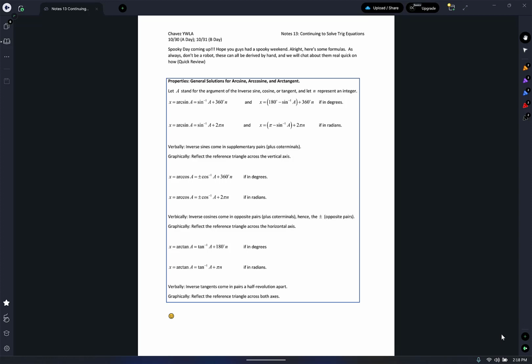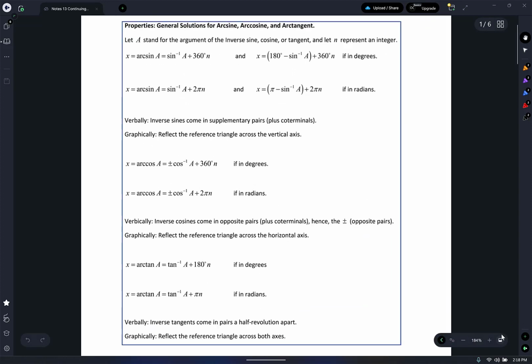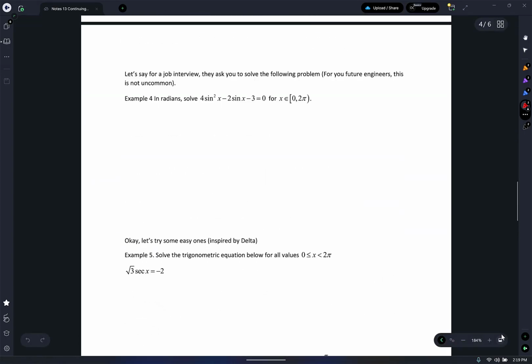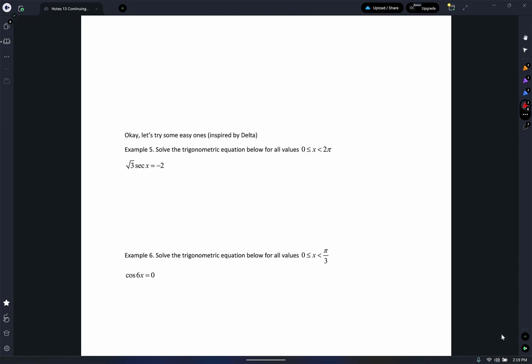Note 13, continuing to solve trig equations, guys. I put a whole bunch of notes here, but I think I'm going to mix it up. I'm going to start with the easy stuff first because you don't really use any formulas until maybe sometimes when we don't have a perfect coordinate, and I'll show you how to use that later on. So go all the way to the easy stuff. Where's the easy stuff? Let's go right here where it says inspired by delta.